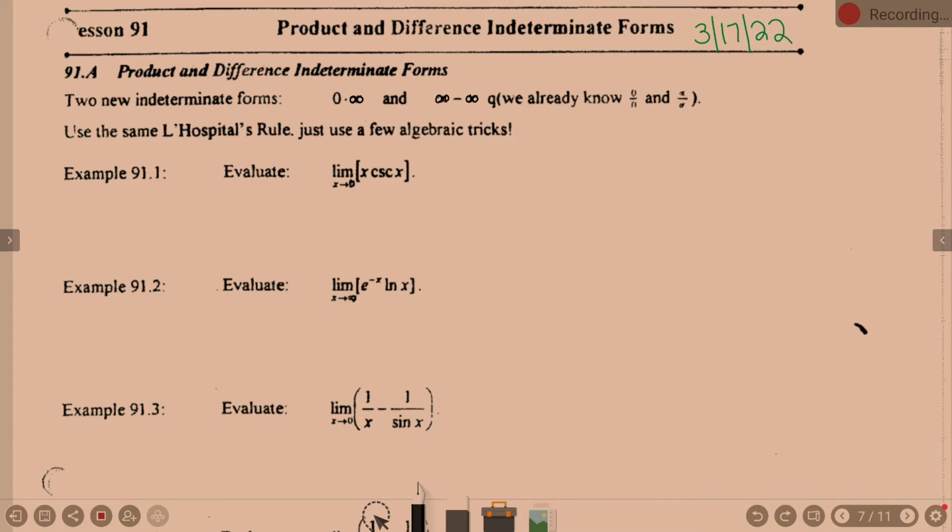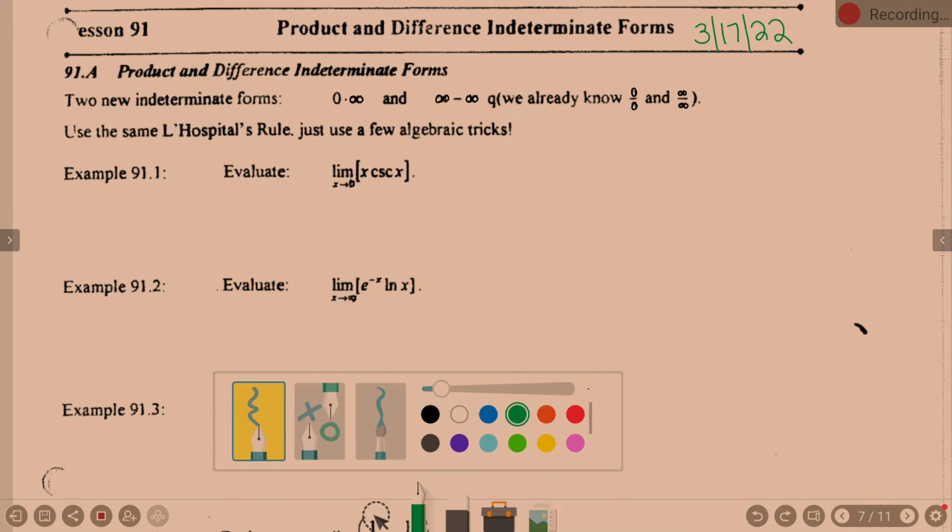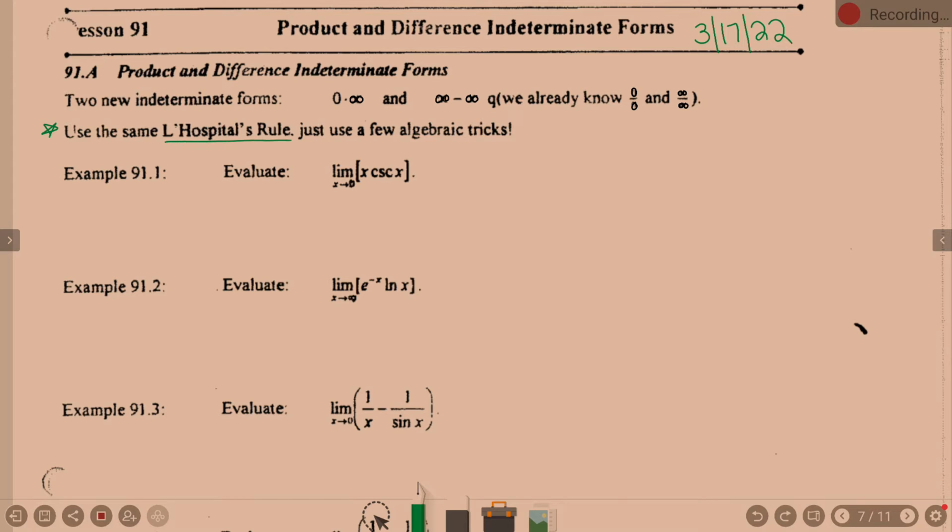And then over here, if you're trying to read this part, we already know 0 over 0 and infinity over infinity. Okay. Got all those forms there so you can read them? Okay. Notice it says, use the same L'Hopital's rule. Just a few new tricks, or a few algebraic tricks, I guess.